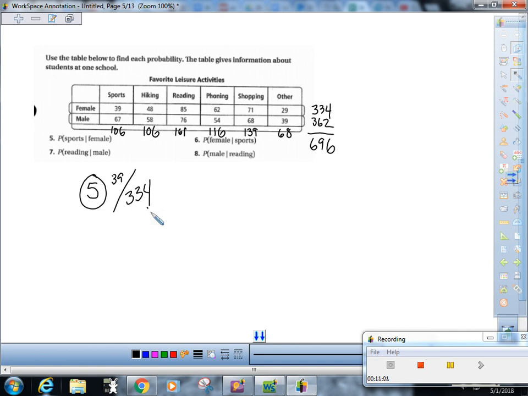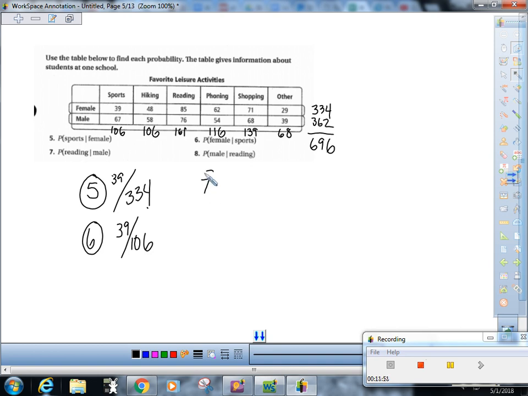All right, number 6. What's the probability that someone is a female given that they play sports? How many people play sports? 106. How many of them are female? 39. So 39 out of 106 people that play sports are females. Okay?